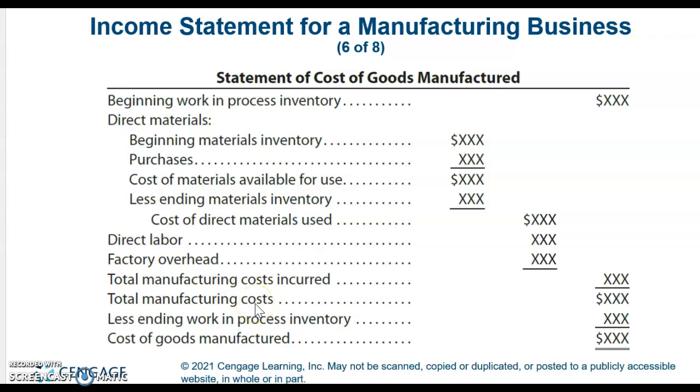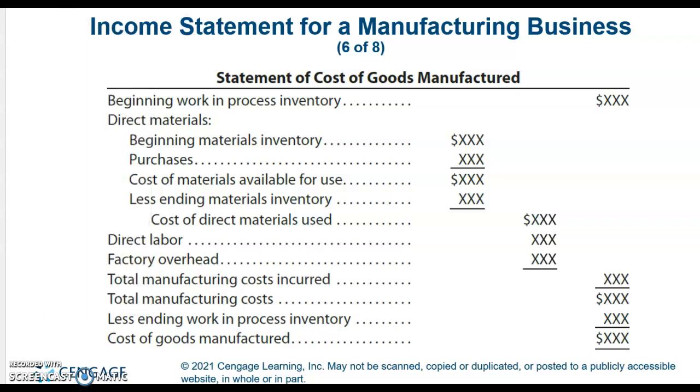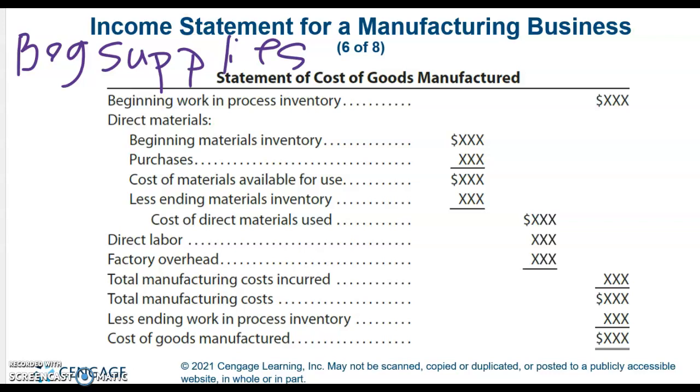So let's look at the statement of cost of goods manufactured. Now, if you know how to calculate supplies used, it's the same thing. So remember how you had your T account and you had supplies purchased. We would have beginning supplies. And then what we would do is we'll first add supplies purchased.